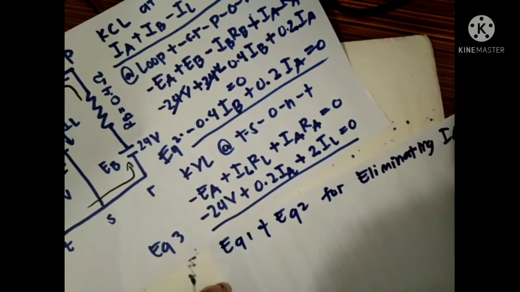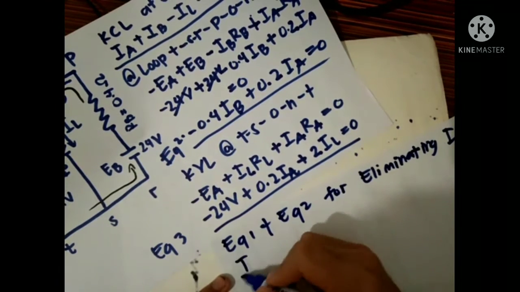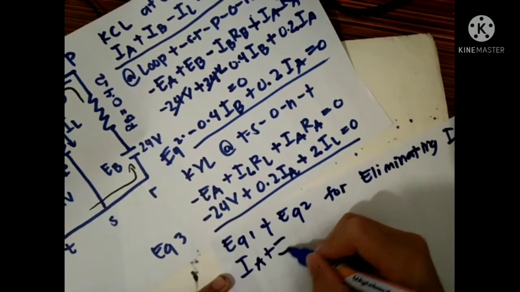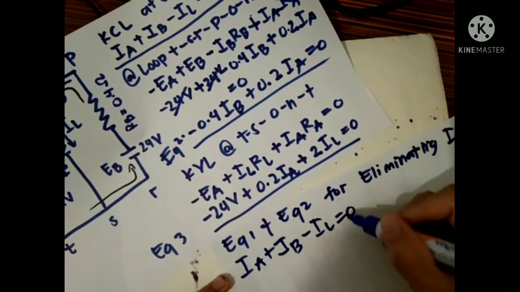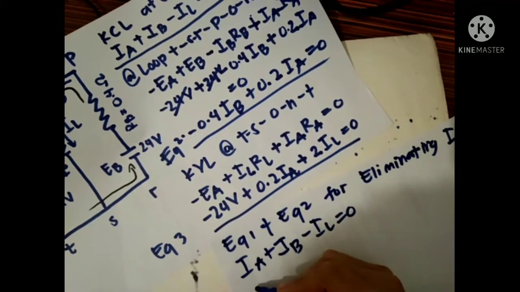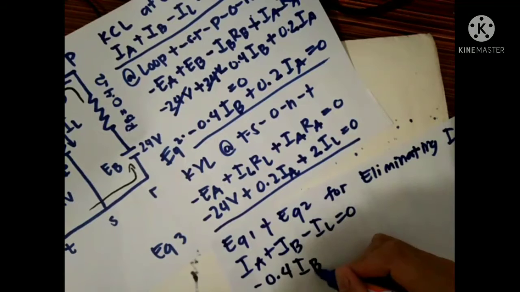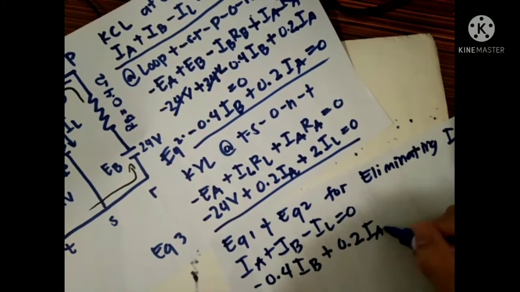Eliminating IA. So equation 1, we have IA plus IB minus IL is equal to 0. And for equation number 2, we have negative 0.2 IB plus 0.2 IA is equal to 0.